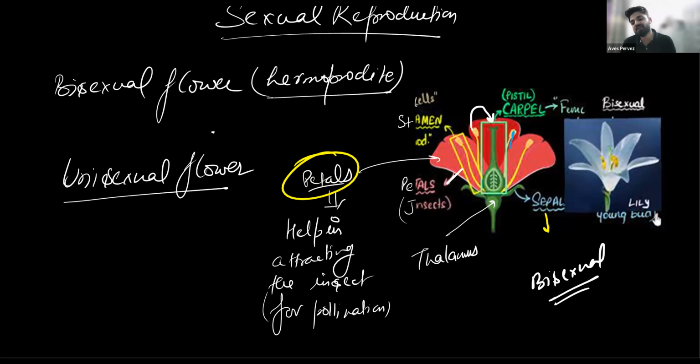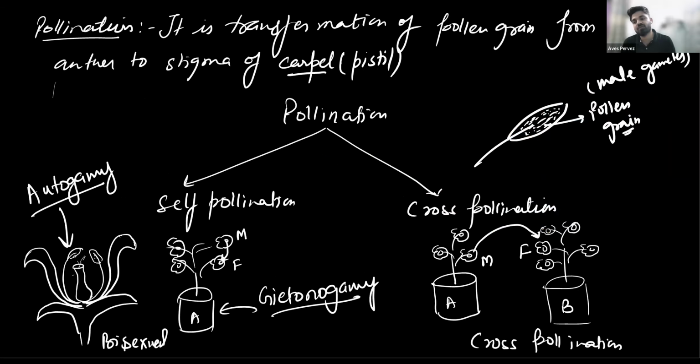So if we transfer the pollen from anther to stigma of the same flower of the same plant, we call it self-pollination, and it occurs in bisexual flowers. And if the flowers are different, and we transfer the pollen grain from anther to stigma of a different flower of a different plant, we call it cross-pollination.